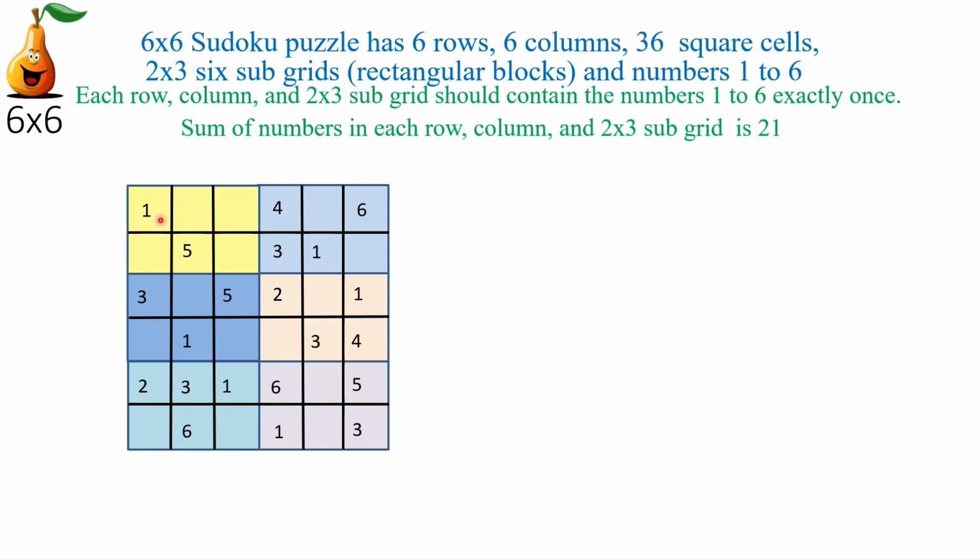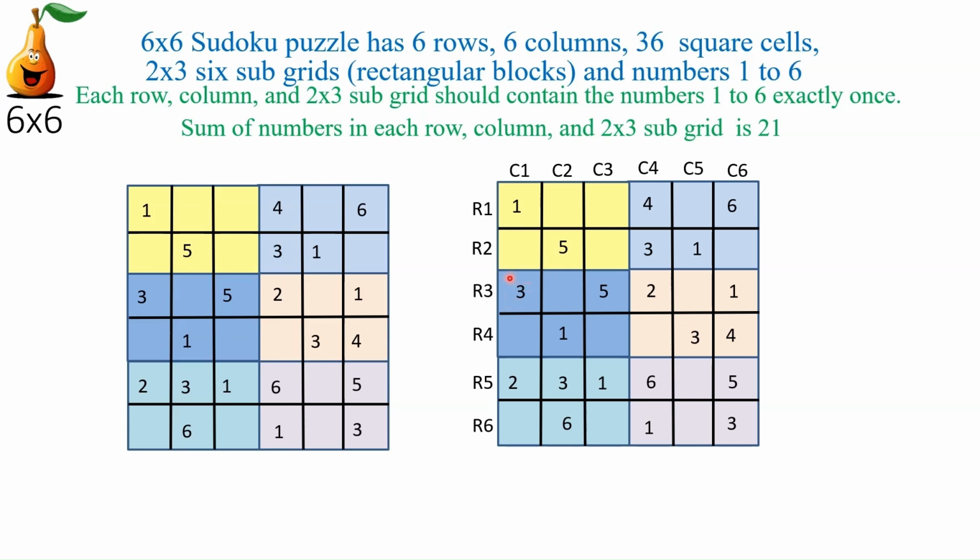It has 6 rows, 6 columns and 36 square cells, and 2 by 3. 2 stands for the rows, 2 rows, 3 columns. There are 6 subgrids. I can call them rectangular blocks. And the numbers 1 to 6: each row, column and 2 by 3 subgrid should contain the numbers 1 to 6 exactly once. And the sum of the numbers in each row, column and 2 by 3 subgrid is equal to 21. Take an example.